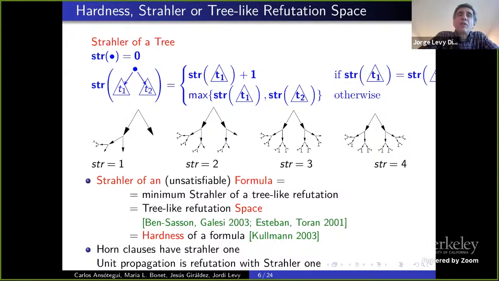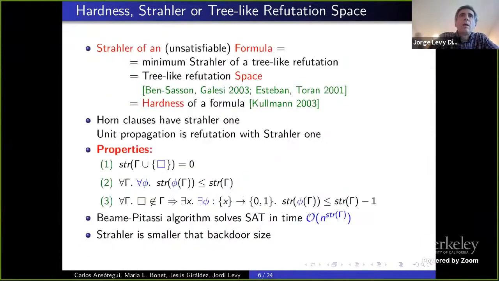So using this notion, the set of Horn clauses can be proved with this kind of refutation, with a caterpillar refutation. Horn clauses correspond to the formulas that have Strahler number one. At the same time, what you can prove with unit propagation only is refutation of formulas with Strahler number one. So Strahler number two, three correspond to a little bit more difficult formulas than Horn clauses.